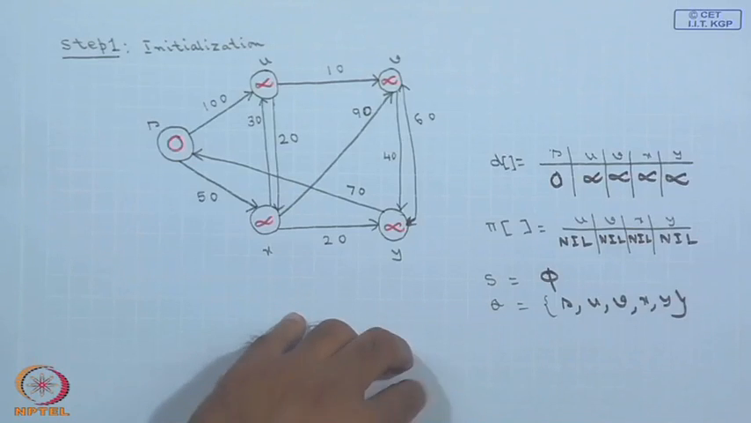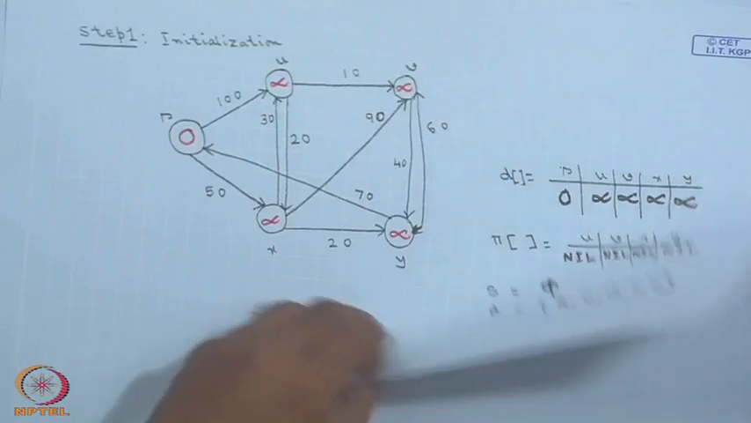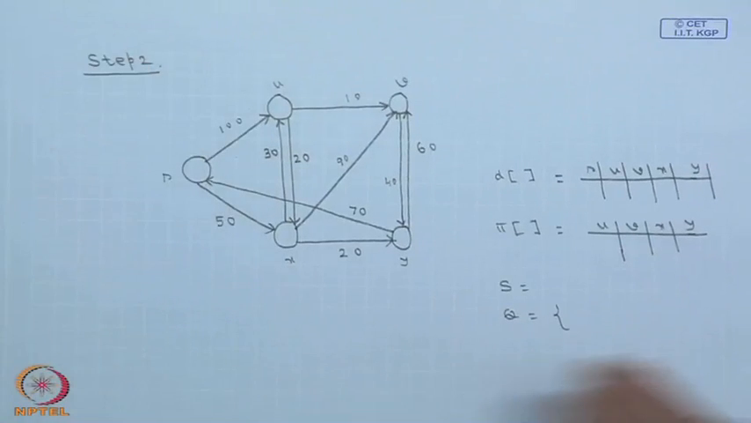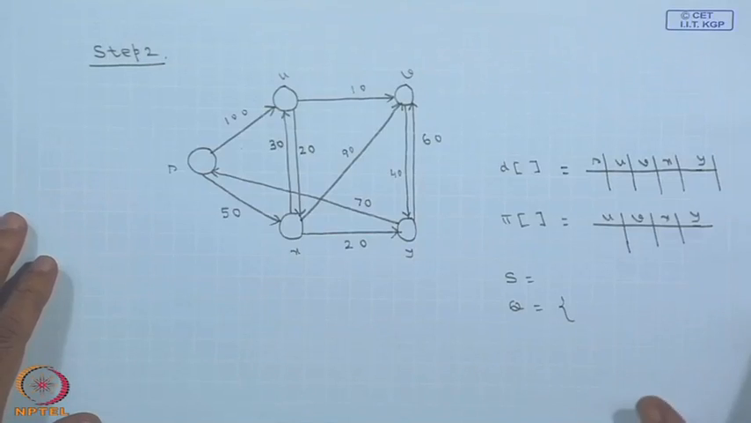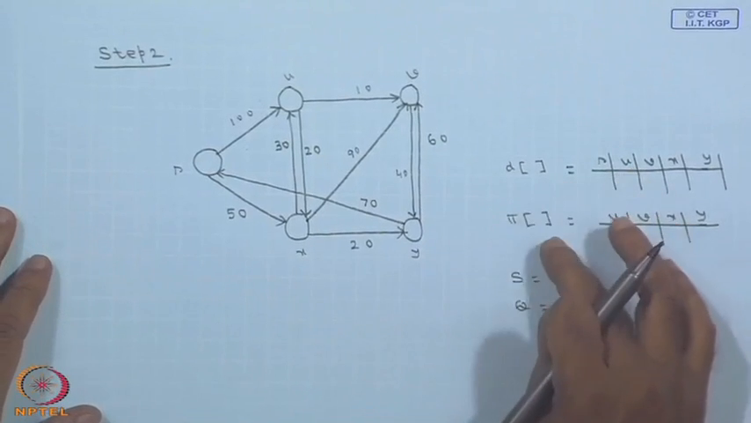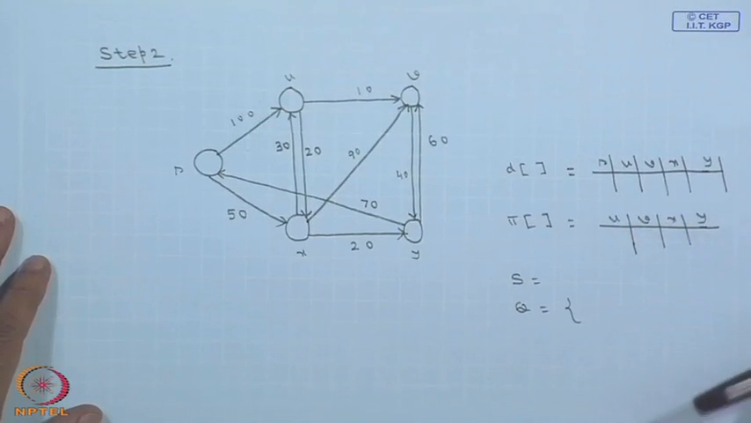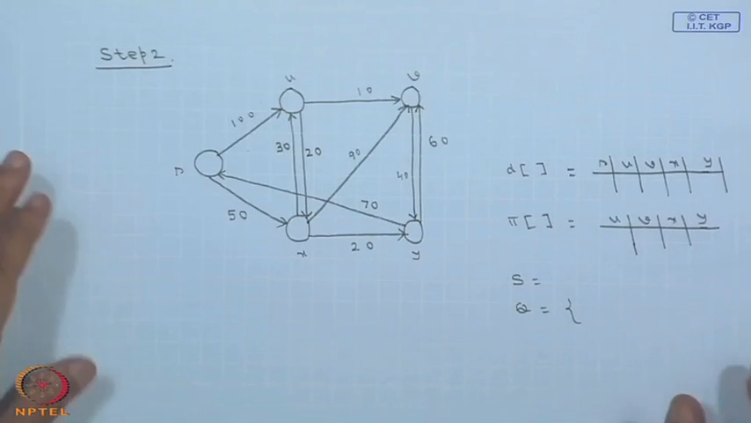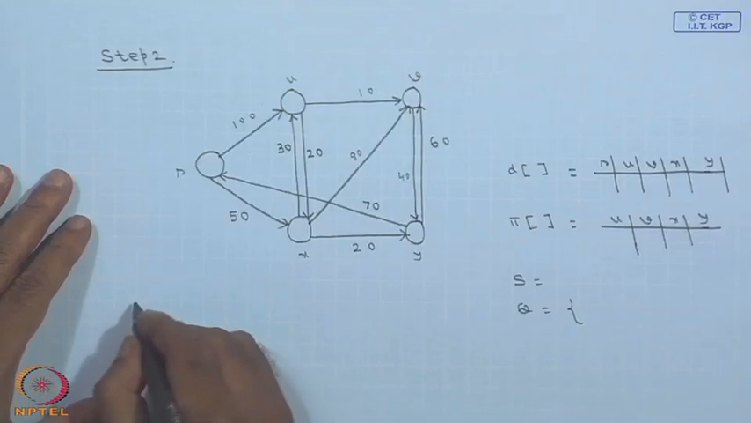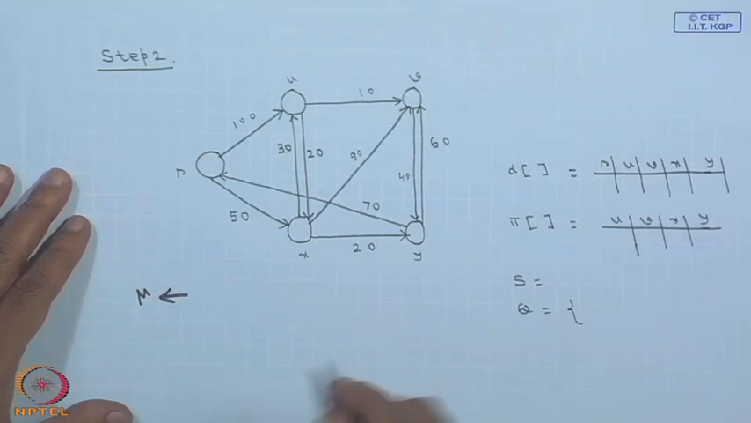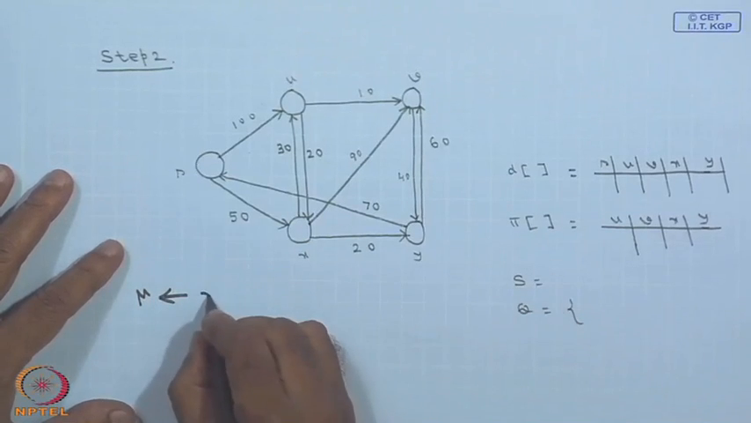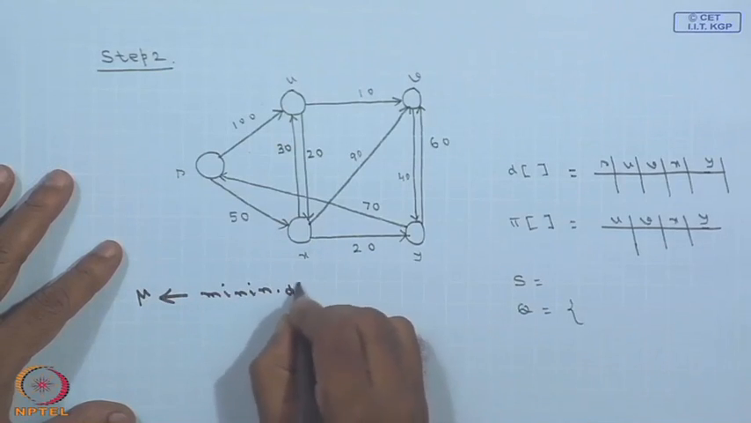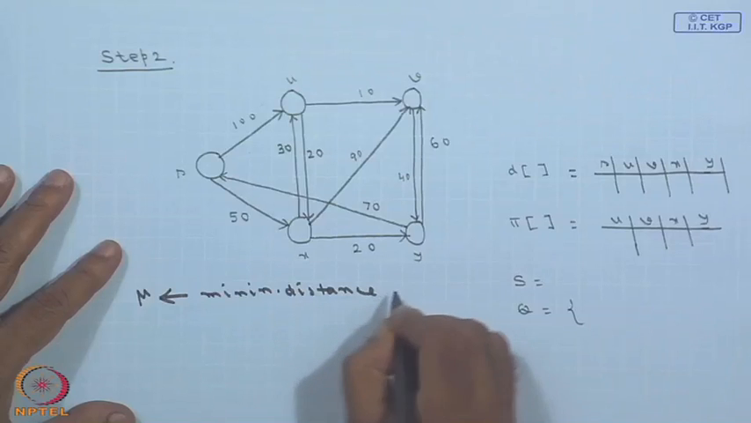I think the first step is clear, that your S is phi and your Q is S, U, V, X and Y. Now, let us come to step 2. Again, you first have to calculate the distance and the pi, and from there you will calculate the next one. For this calculation, what is your mu? I am just writing mu. Mu is the minimum distance of Q.